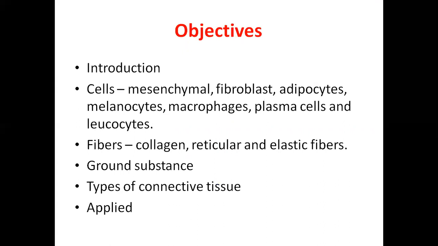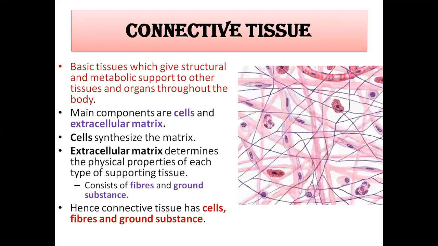Most of these cells you should have also learned when you were doing the blood chapter in physiology. We have fibers in connective tissue like collagen fibers, reticular fibers, and elastic fibers. Ground substance, we will see what are the various types of connective tissue, and we will also see the applied aspects.